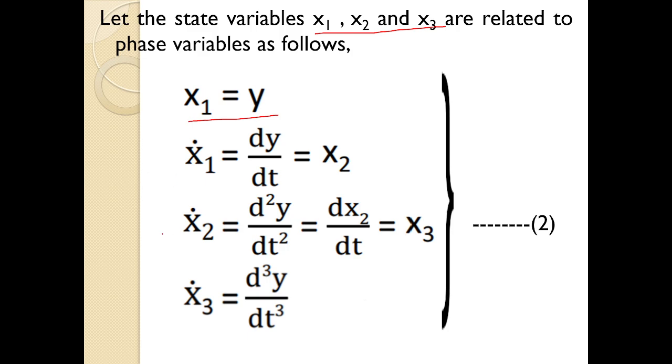If x1 equal to y, then x1 dot, the first derivative of x1, will be equal to the first derivative of y, that is y dot, which is equal to x2. Similarly, x2 dot equal to d square y by dt square, that is d by dt of x2, which is equal to x3. Similarly, x3 dot is equal to d cube y by dt cube. Consider all these equations as equation 2 and substitute equation 2 in 1.